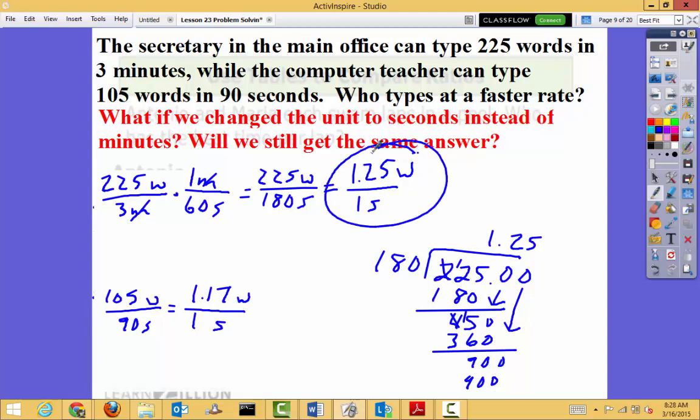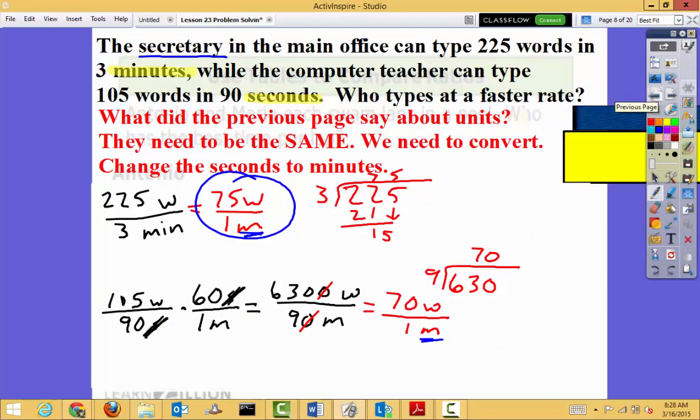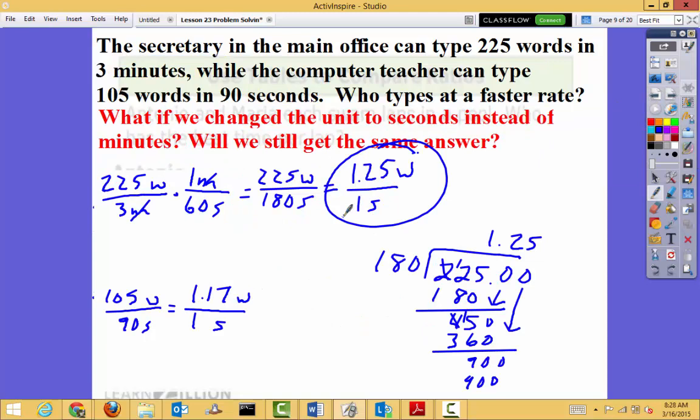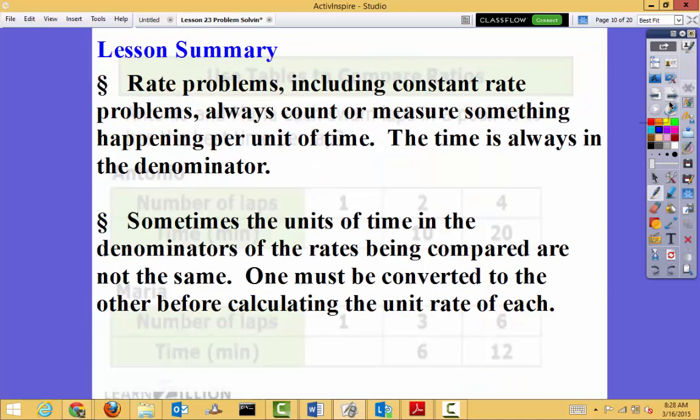So what does this mean? It means that if you convert to minutes or seconds, you'll still always get the same answer of who is typing faster. So if it's not asking you for a specific unit, you can do seconds or minutes or even hours. You'll still always get the same person typing fastest.